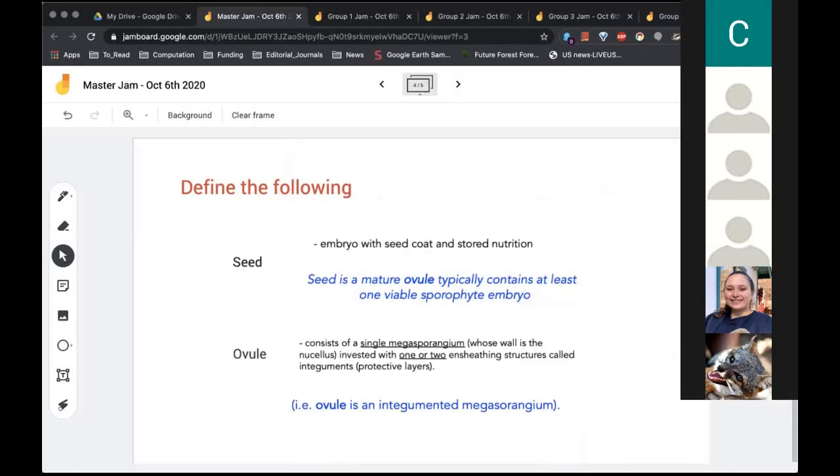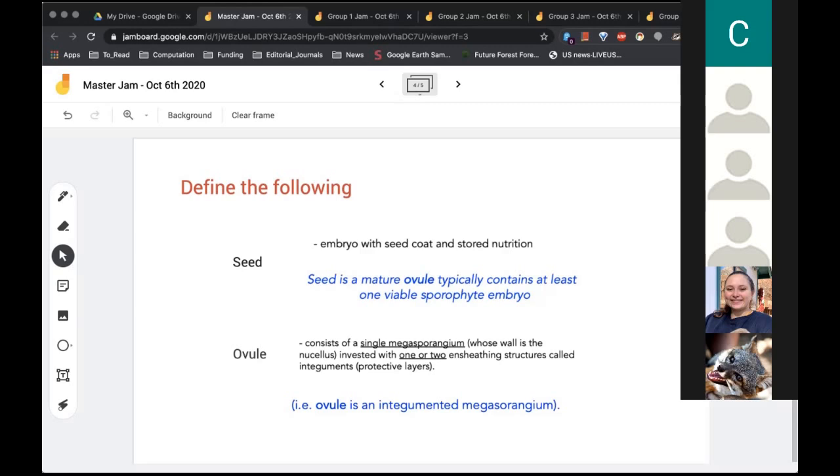The definitions themselves give you a lot of hints to putting together these different synthetic questions, such as what are the evolutionary steps for the evolution of the seed? So for example, a seed is technically an embryo with a seed coat and stored nutrition. That's what you may have memorized back in grade school biology or your introductory biology class. But in this class, I want you to memorize that a seed is a mature ovule. Okay, it's an ovule. So for the evolution of the seed, we need the evolution of the ovule.